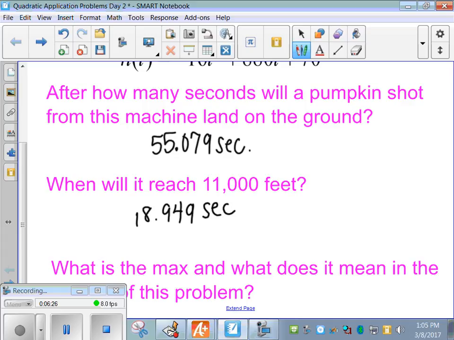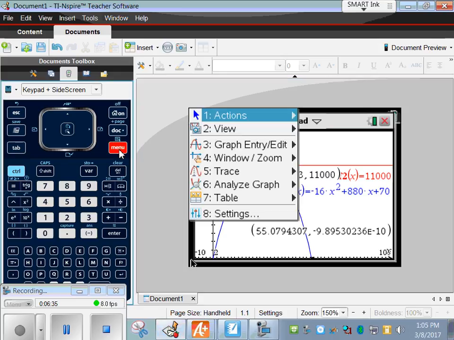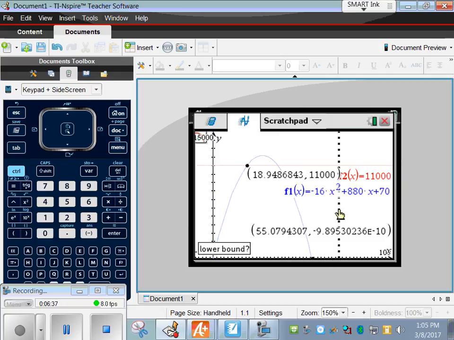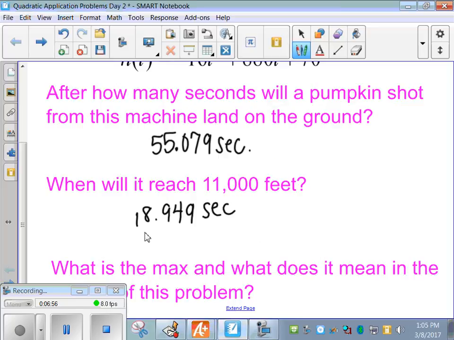Now there are two places where it hits 11,000 feet, one on the way up and one on the way down. So we have to do the same thing. Menu, analyze graph, intersection, left of the other point, right of the other point. Notice how you can't see it. If you can't see it, highlight your mouse over it and it shows up there. 36.051 seconds. So those are the two times that it'll hit 11,000 feet.